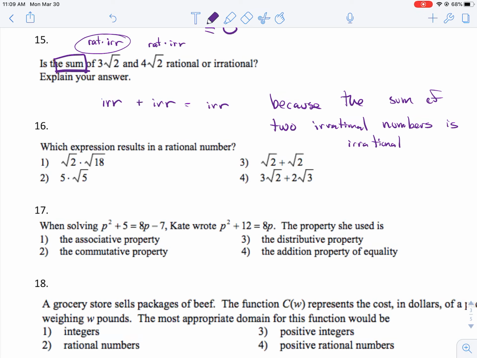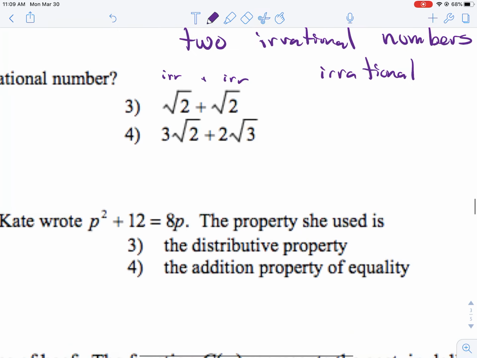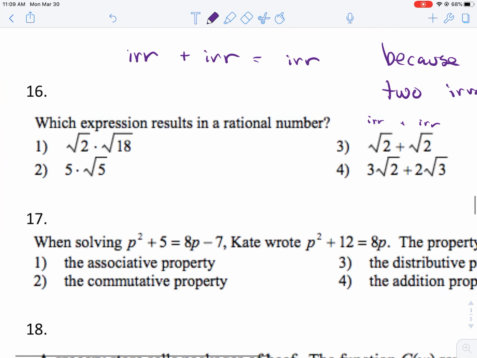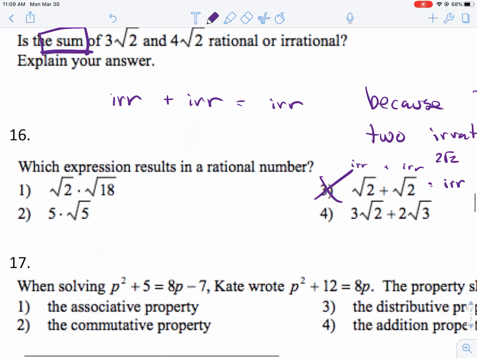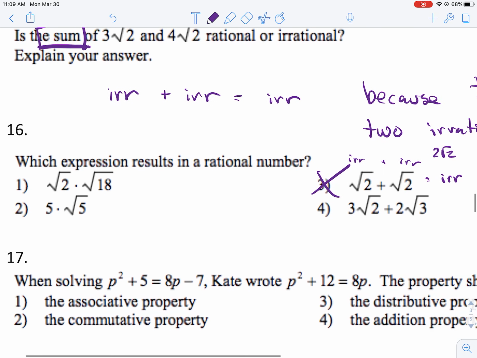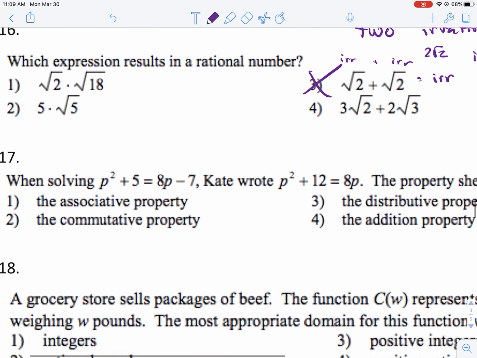Okay, so which expression results in a rational number? All right, so let's take a look through here. Let's start with this one over here, because we just talked about this one. We got an irrational number plus an irrational number. Let me zoom in here so you can see it better. So this is going to be some irrational number. In fact, it's actually going to be 2 square root 2. So this one is out.